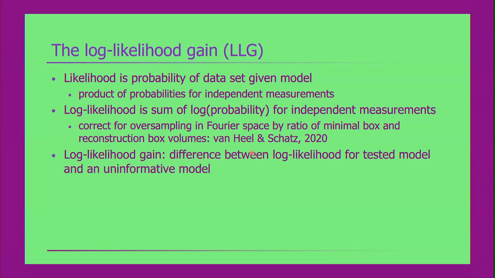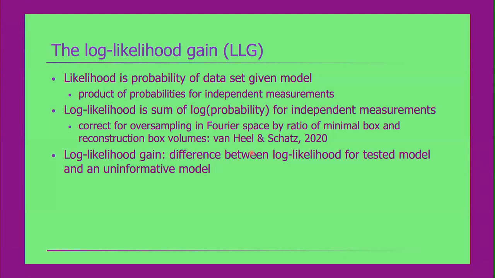Then the third component is the gain, the log likelihood gain, and that is a measure of how much more we know from the model we're using compared to a completely uninformative model. If you just knew that you had atoms in there, but not where they were, a model with infinite errors, that's an uninformative model, but that gives you a likelihood score. You subtract it from what you get for your real model, and that gives you a difference. And that difference means something.